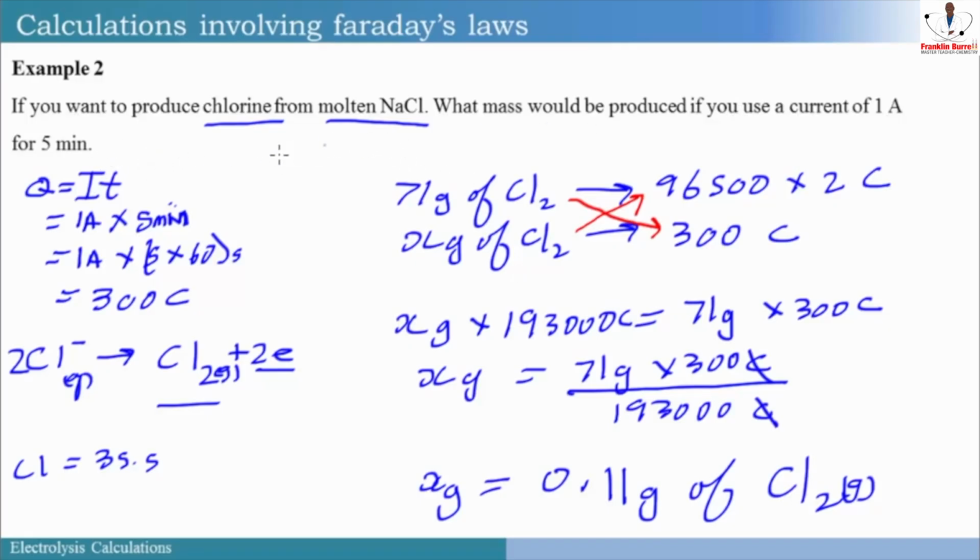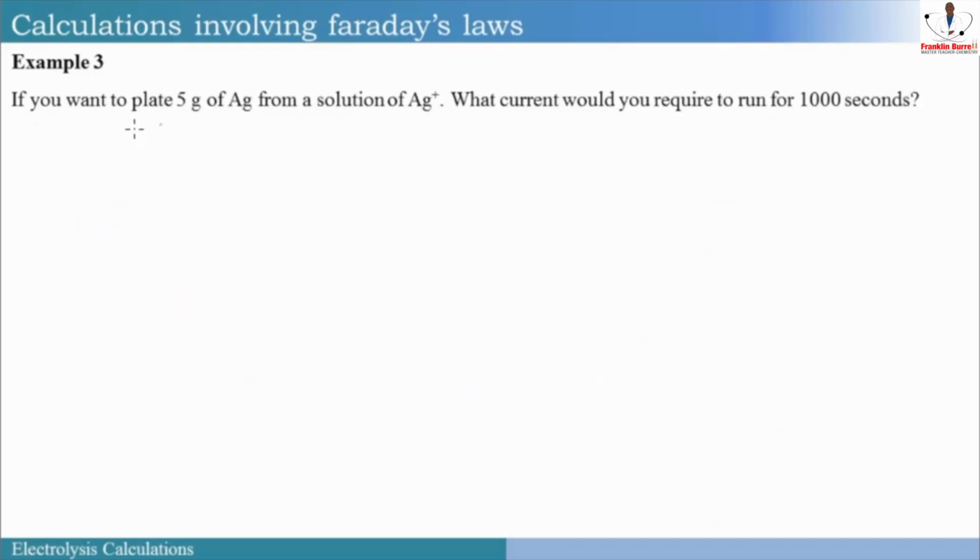So we're trying to look at different ways the questions can come. So let us look at some others. Now in this example, you want to plate 5 grams of silver from a solution of silver plus ion. What current would you require to run for 1,000 seconds? Now this is a bit different from the ones you saw before. So let's observe. What do we want?